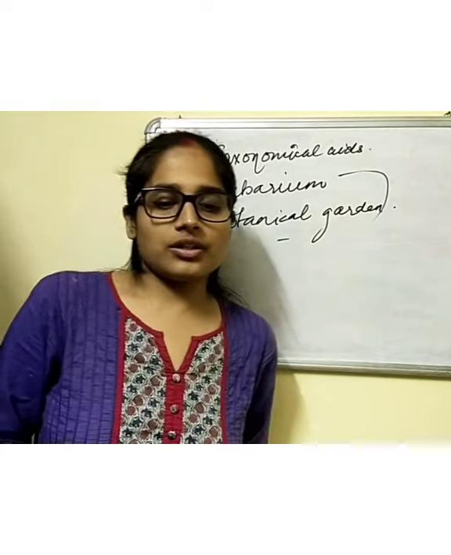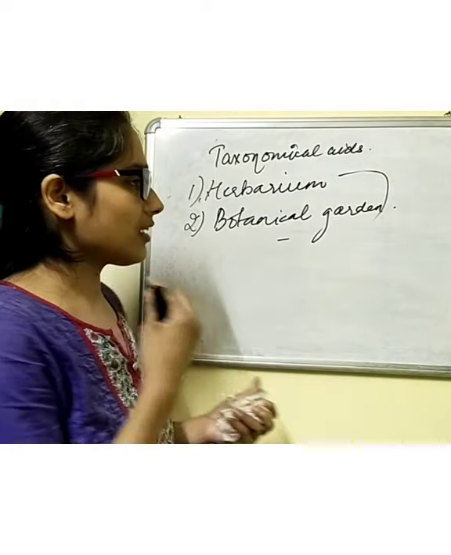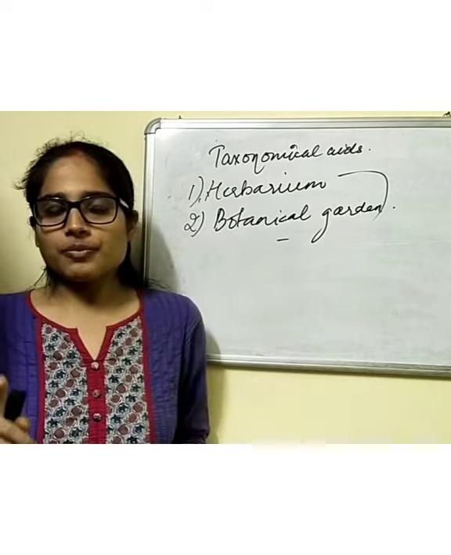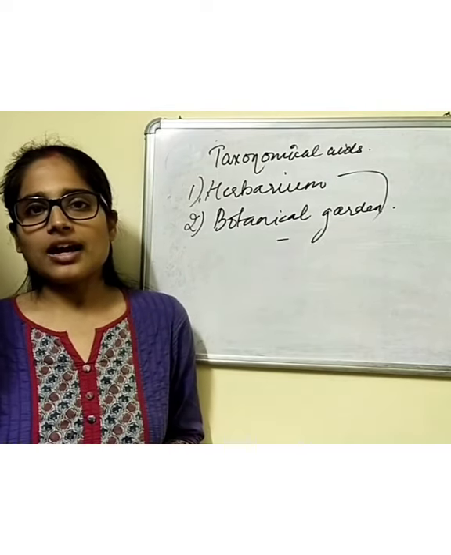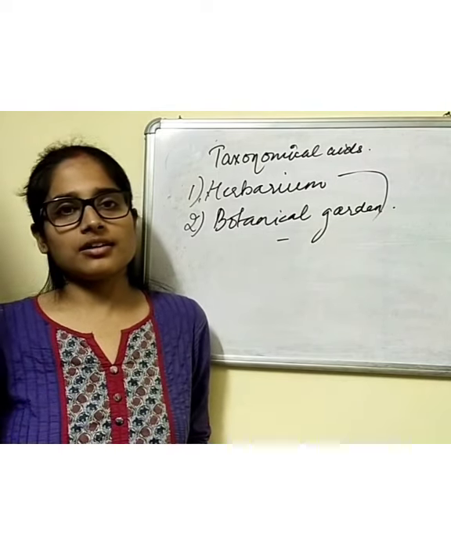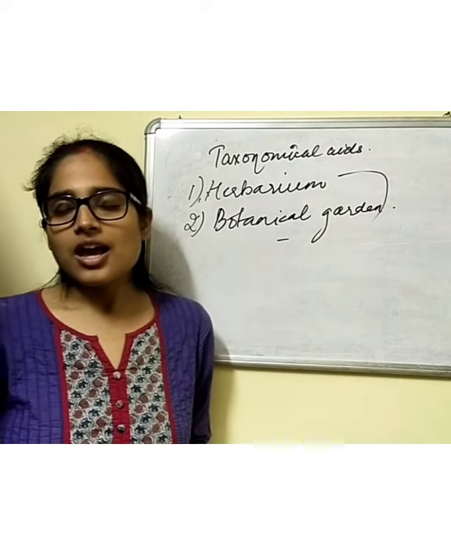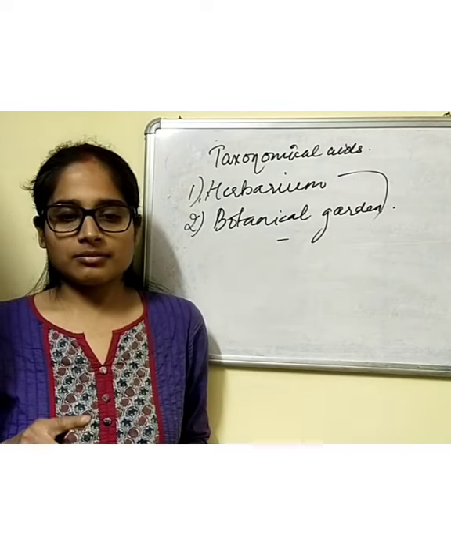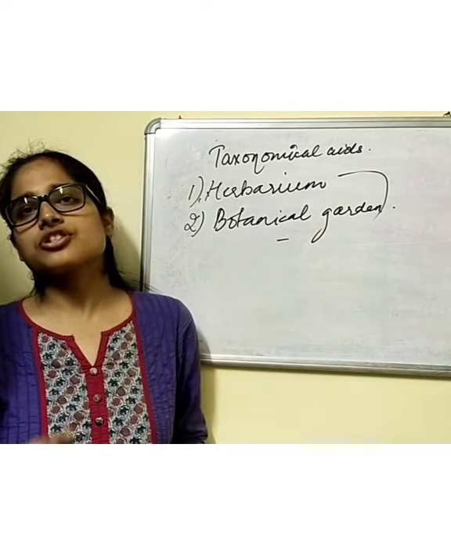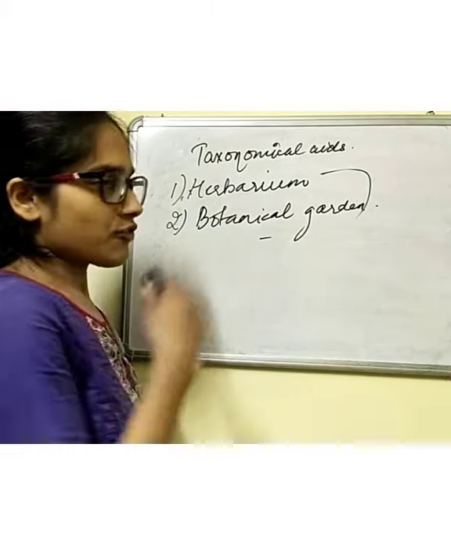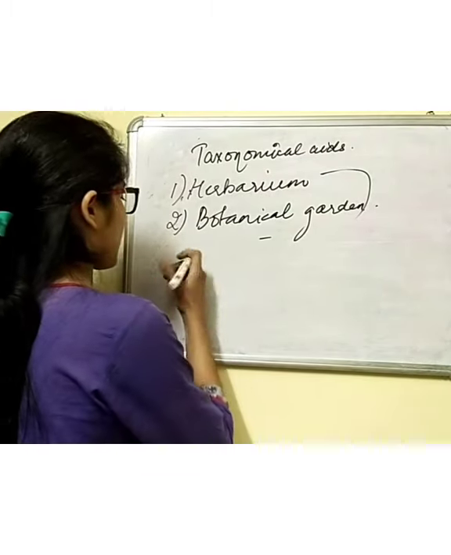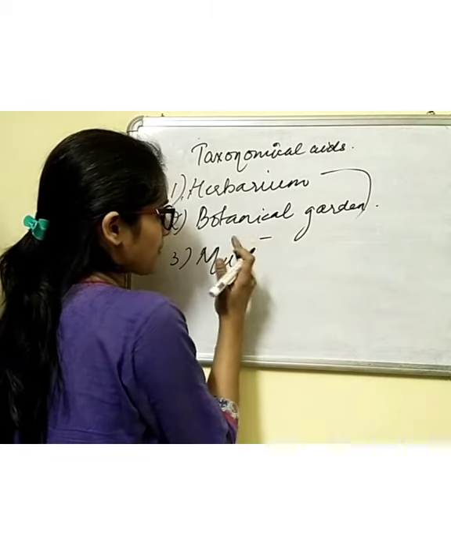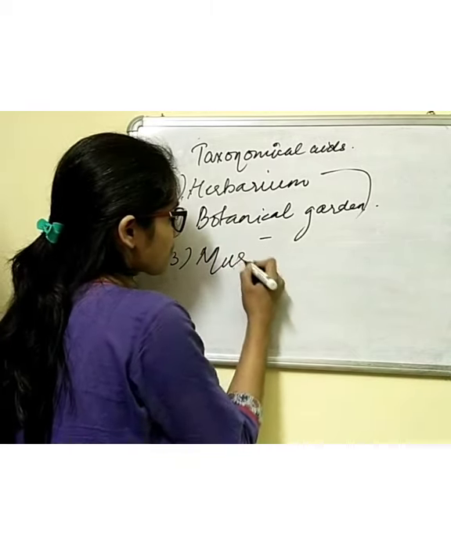Once again, there are two names which I'll mention here. The largest botanical garden in the world is the Royal Botanical Garden, which is at Kew in England, and in India it is the Indian Botanical Garden, which is situated at Kolkata. After botanical garden, the third aid which is maintained by these taxonomists is the museum.